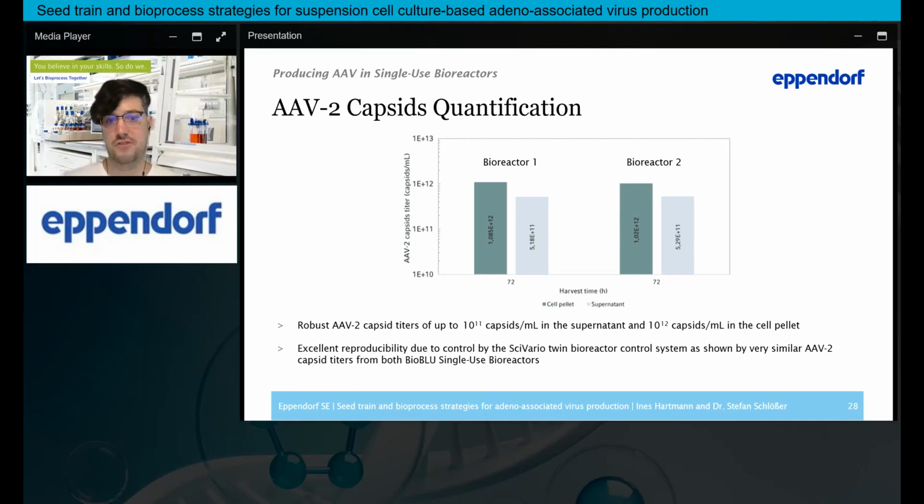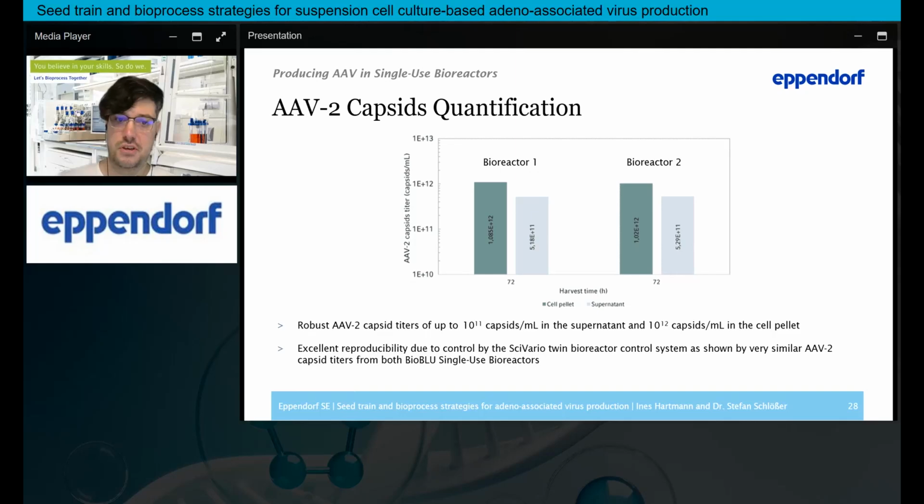Just for explanation, on the left side, you see the results for bioreactor 1. On the right side, you see the results for the second bioreactor. The darker colored columns are the results for the cell pellet and the lighter ones for the supernatant. We can see here that we got robust AAV2 capsid titers of up to 10^11 capsids per milliliter in the supernatant and 10^12 capsids per milliliter in the cell pellet.